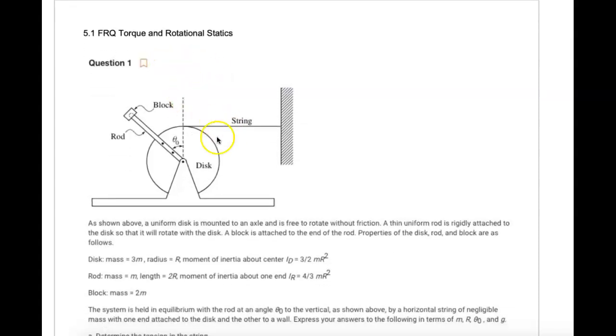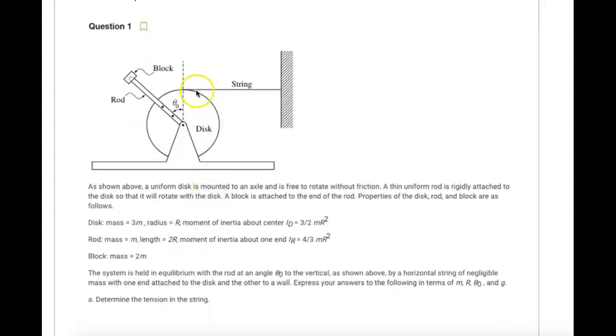This is the first question, and they have a uniform disc mounted to an axle. The axle is right here, and it's allowed to rotate, and there's no friction, which makes this a lot easier. There's a thin uniform rod, so this is the rod, and it is attached to the disc so that it will rotate with the disc. You can see how it's bolded here. There's also a block attached at the end, and they give you the properties of the disc, the rod, and the block. Notice that this is going to be a rotating system.